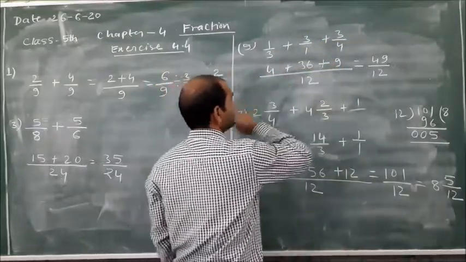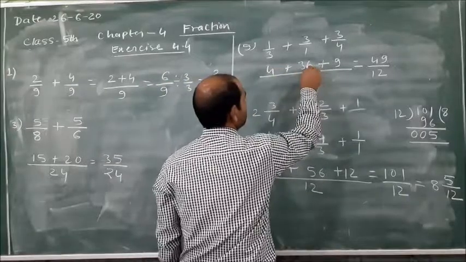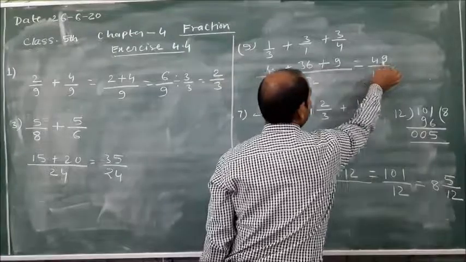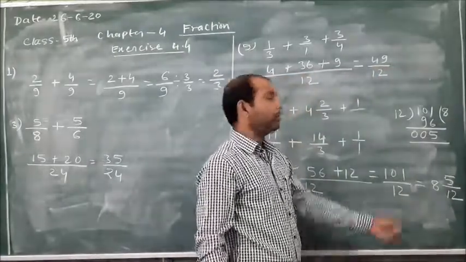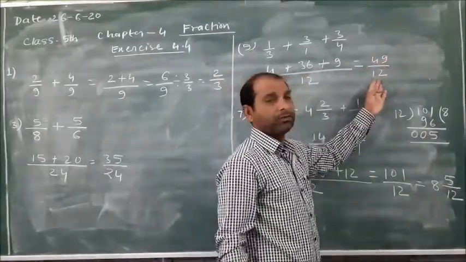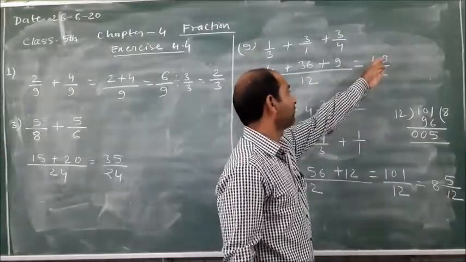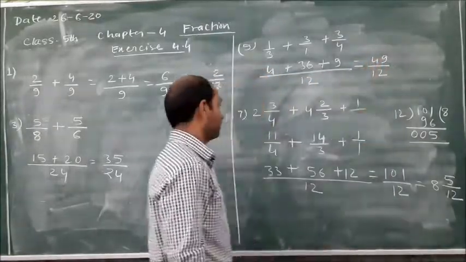Now add these numbers. 36 plus 4 is 40, 40 plus 9 equals 49 upon 12, and 49 upon 12 is also in the lowest term. So this is your answer, 49 upon 12.